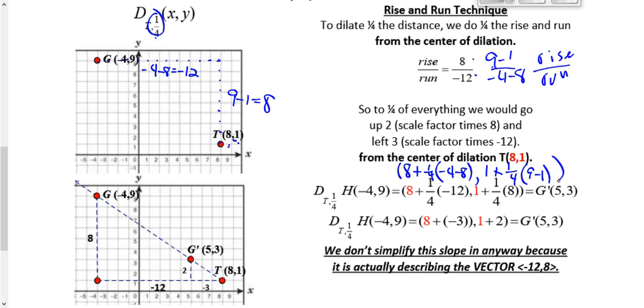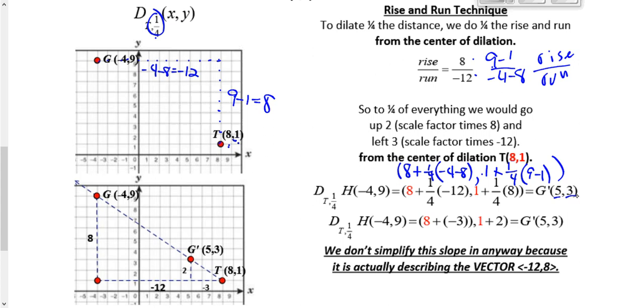See where we're going with this? So what's negative 4 minus 8, guys? Negative 12. What's 1/4 of negative 12? Negative 3. What is 8 minus 3? 5. Okay, let's go to the other side. What's 9 minus 1? 8. What's 1/4 of 8? 2. What's 1 plus 2? 3. Are you following that now?